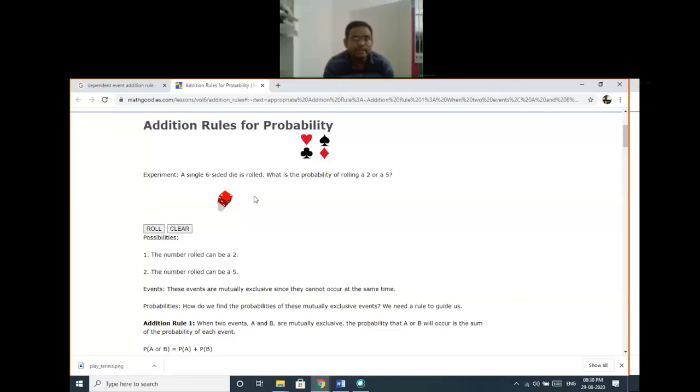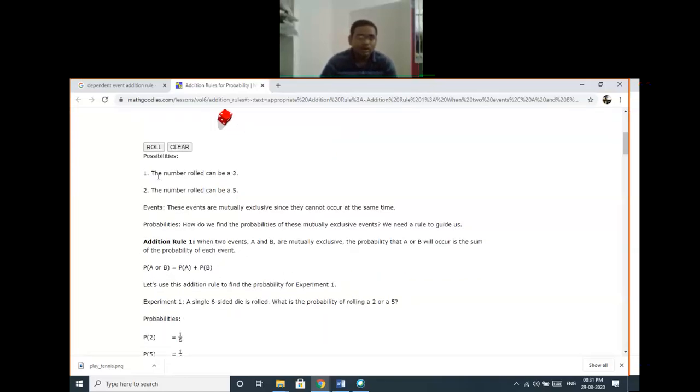A single six-sided die is rolled. What is the probability of rolling a 2 or 5? There is an "or" between them. The number rolled can be a 2, or the number rolled can be a 5. Getting a 2 when we roll once has probability 1 upon 6. Similarly, getting a 5 is also 1 upon 6.